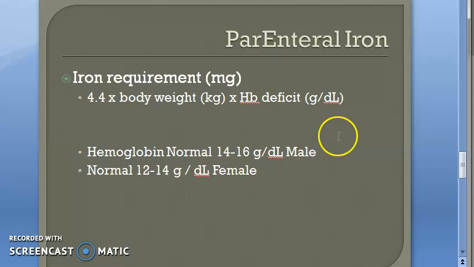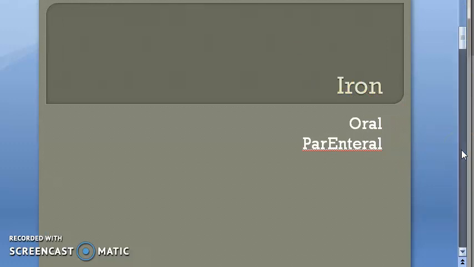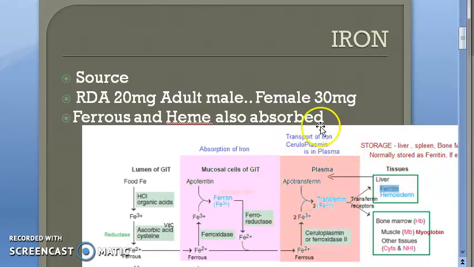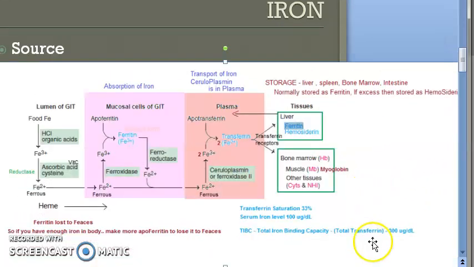Hello. So we are looking at parenteral iron in this video, correct? So far we saw that iron can be given orally or parenterally. Iron normal physiology we saw. It is always absorbed in ferrous form, and heme is also absorbed. So heme also contains iron, right? Remember, people who eat a lot of meat will be getting iron in heme form, okay?